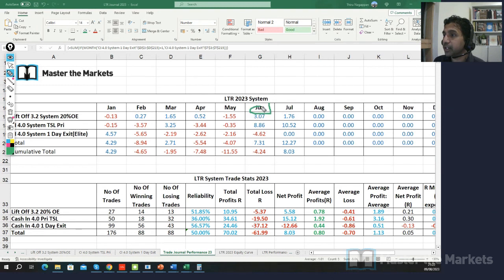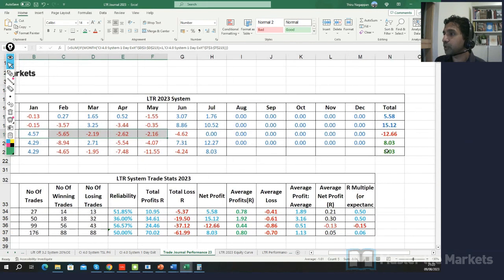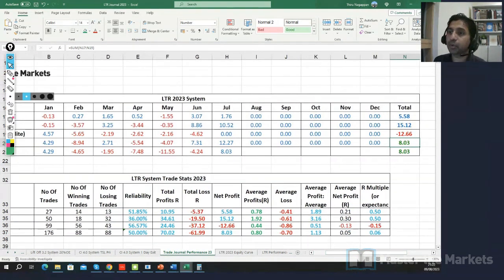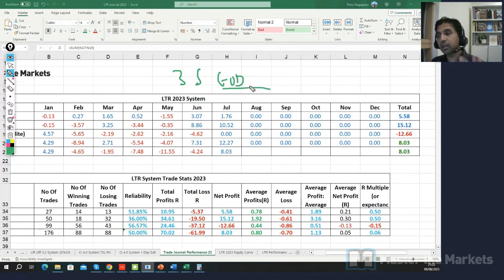And look at June, right? 7.31 and 12.27, monstrous months, which then brought the whole equity curve up to 8.03%. Okay, these are all just examples to tell people that it is possible. These are all just 3 strategies that we do, end of day strategies, which suit most people on 9 to 5 or business owners. Okay, it doesn't affect your daytime job.